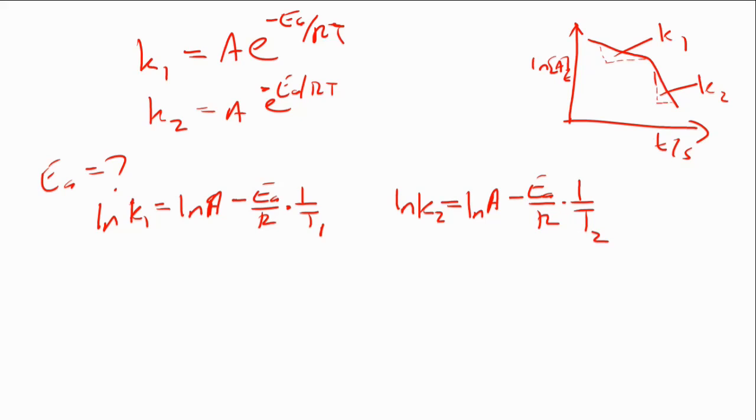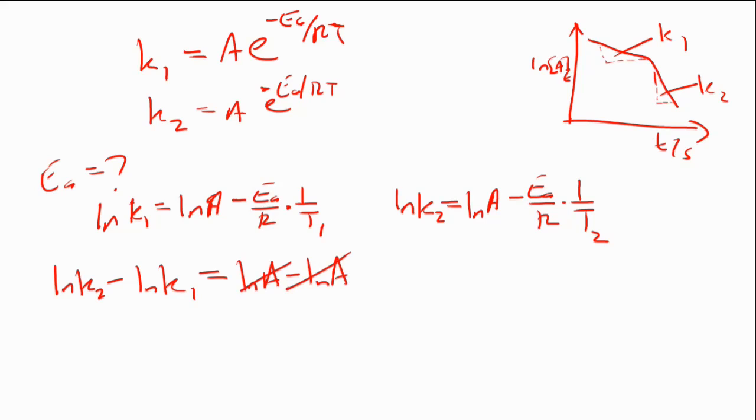Now, what you could do is a subtraction. You could subtract these two equations, and I guess probably you would want to subtract the one with 1, like ln k1 from ln k2. So this is what we'll do. Let's do it. ln k2 minus ln k1, all right, is equal to ln A minus ln A. Of course, that cancels away.